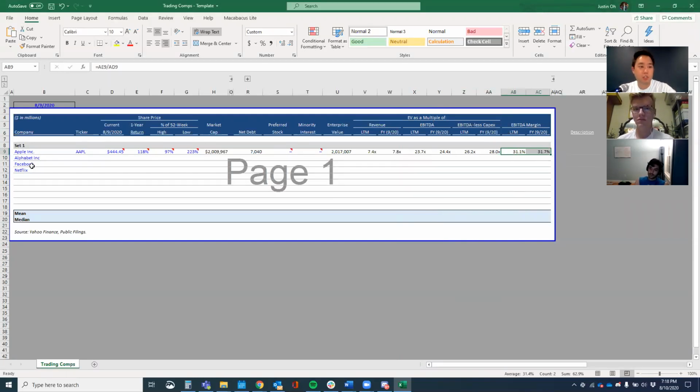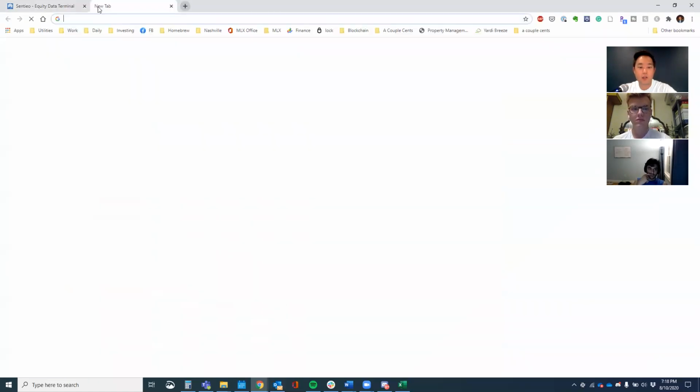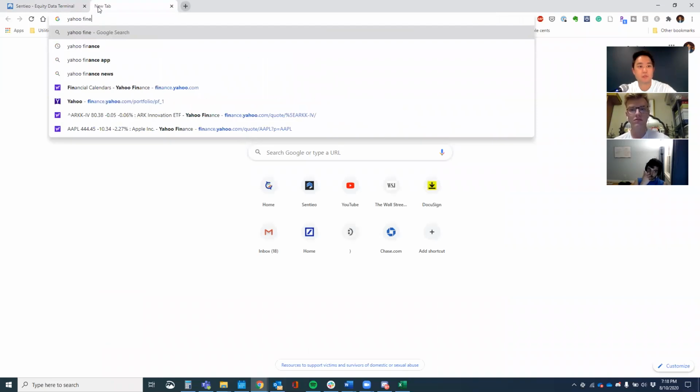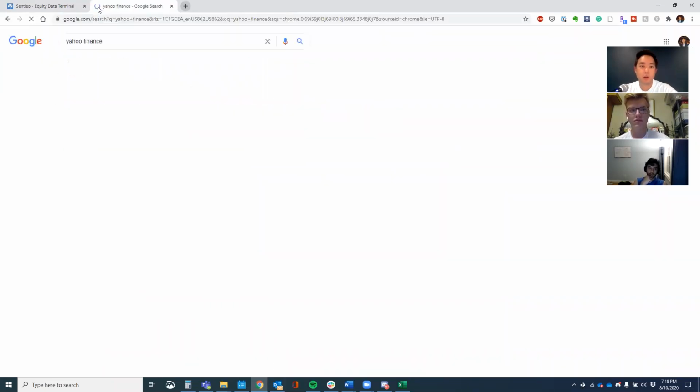Cool. So let's just do Apple. Let's do Alphabet. Actually, let's do Facebook, ticker FB. The share price stuff is pretty easy to find. You go to Yahoo Finance, because I know most of you aren't going to have Cepio. Some of you have Bloomberg.